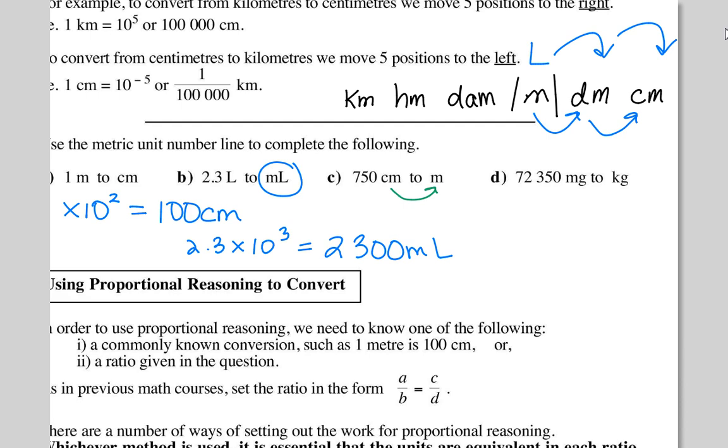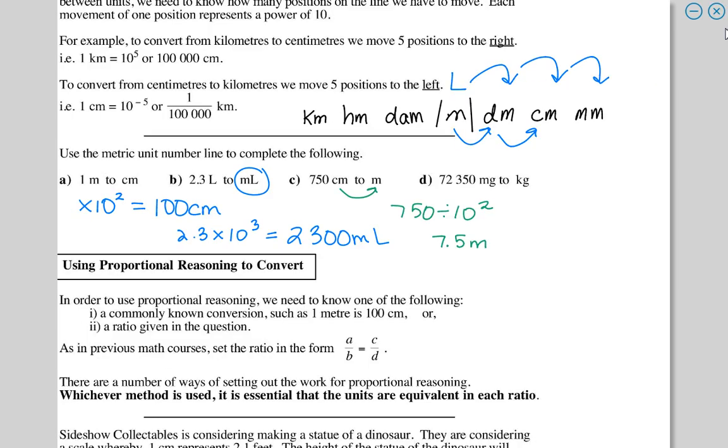Yep, good. 750 centimeters. Now, centimeter to meter, how many jumps is that? 2 jumps, and the unit got larger, so the number should get smaller. So I have to divide by 10 how many times? Twice. That accounts for how many decimal moves? 2.